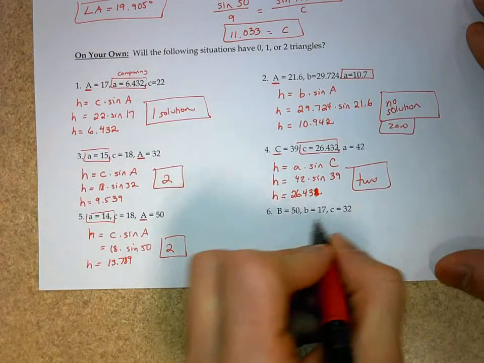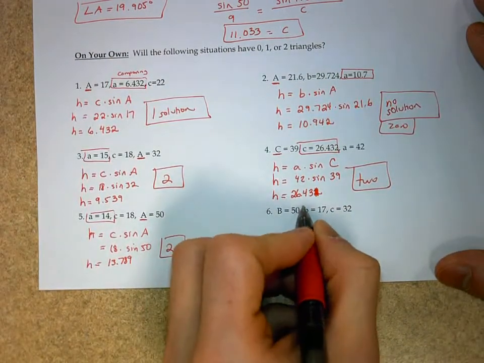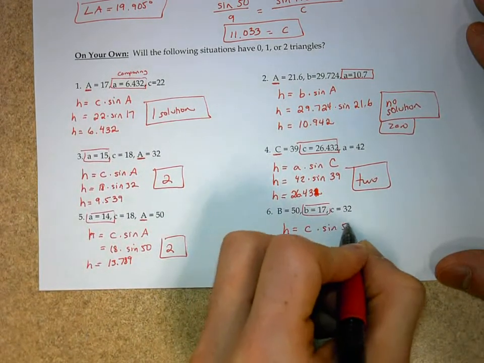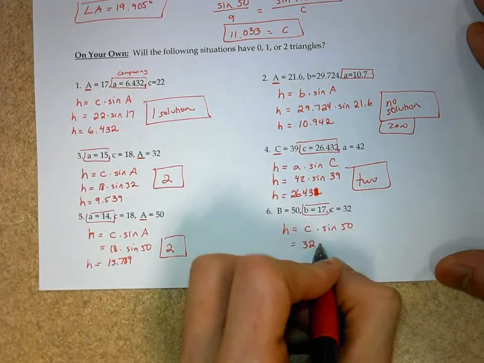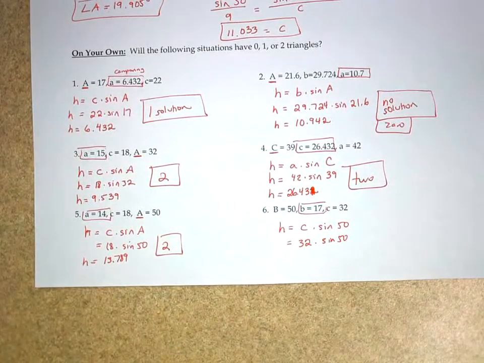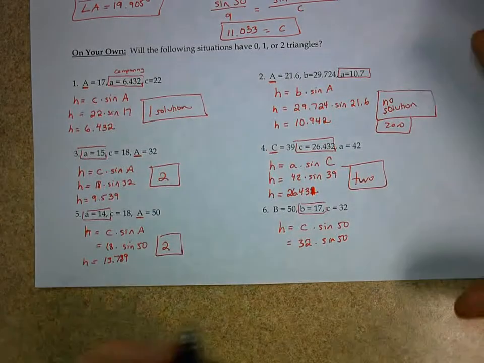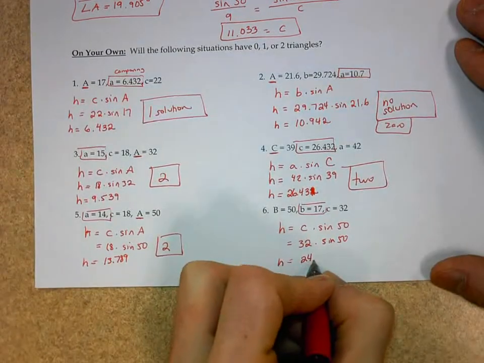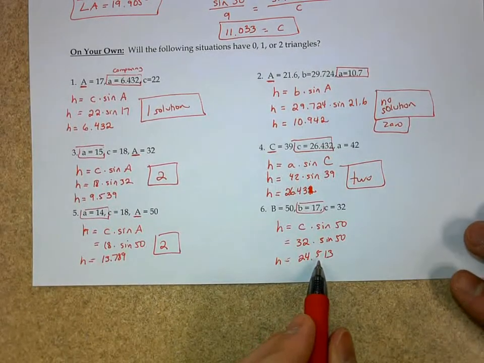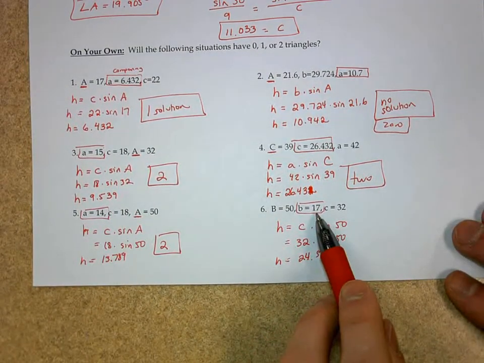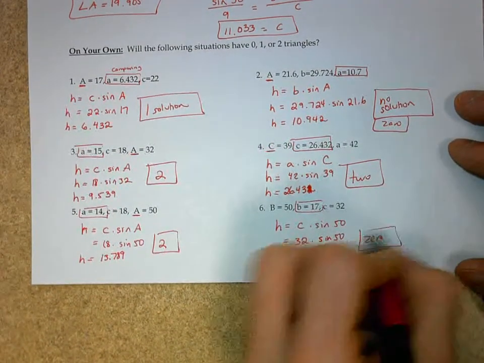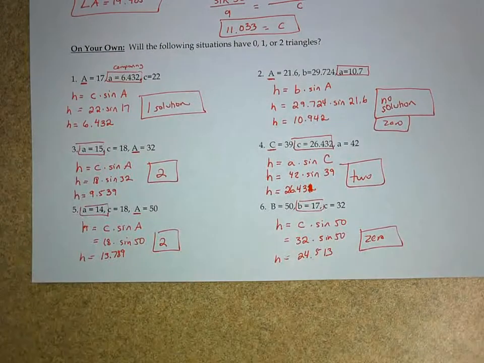And then finally, my last one, I'm given angle B, so I'm comparing side B. So h is going to be C times the sine of 50. 32 times the sine of 50. And this height is 24.513. That's the minimum height I need for my triangle. I'm comparing it to 17. Don't have enough height there in order to complete my triangle. So I've got 0 triangles.